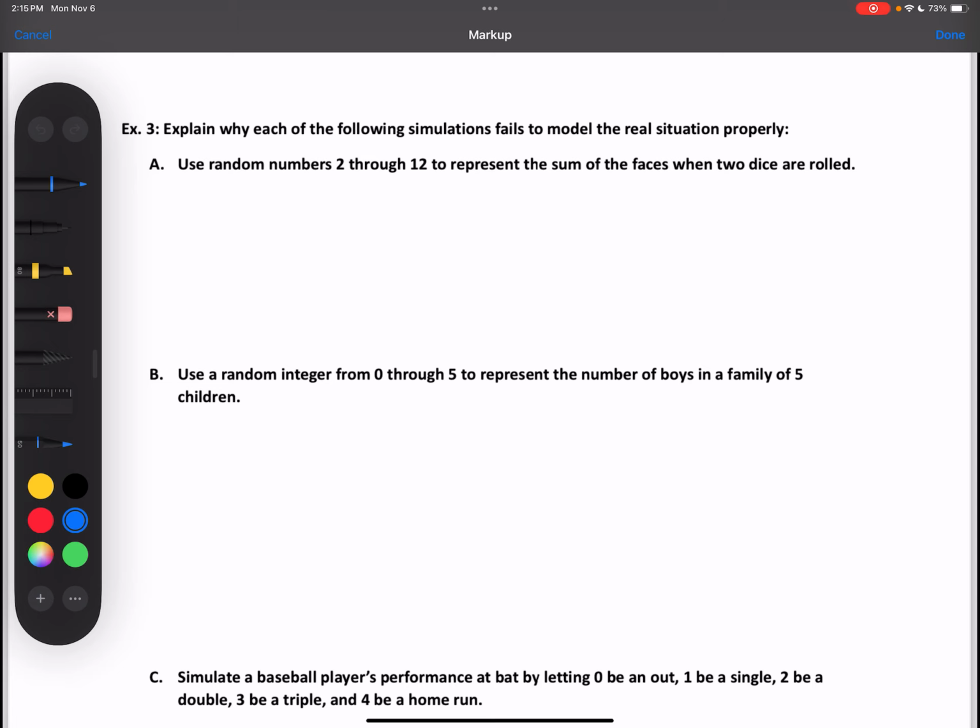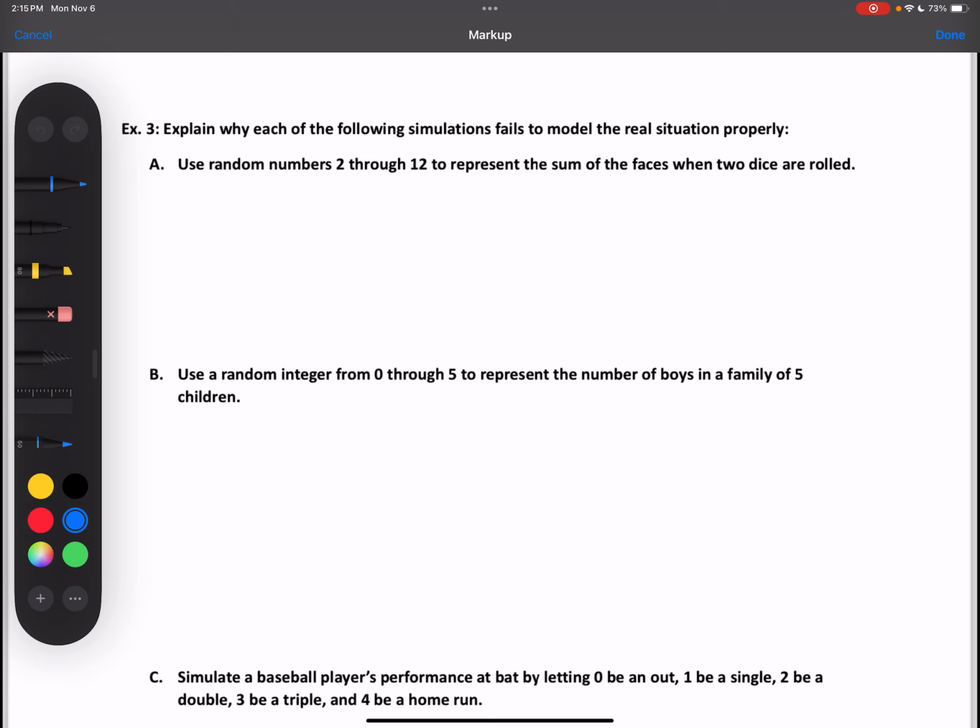Explain why each of the following simulations fails to model the real situation properly. Use random numbers 2 through 12 to represent the sum of the faces when 2 dice are rolled. So basically, a die has 6 sides, right? 1 through 6, if it's a fair die.